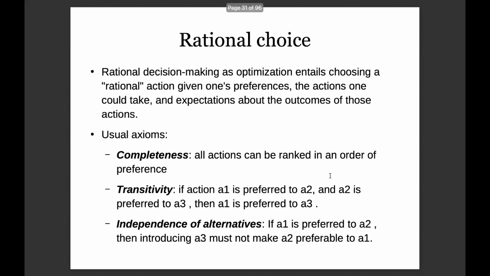The general theory of rational decision making looks at agents as maximizing returns or optimizing the outcome of their actions depending on their preferences. The usual axioms that are associated to rational choice are completeness, so that means that we can rank all actions in terms of preference, transitivity, so if I prefer a certain action to another action and this other action is preferred to yet another action, then the first action is preferred to the third one. And then independence of alternatives. So if I have two actions, one preferred to the other, if I introduce a new action, then I shouldn't change the preferences.